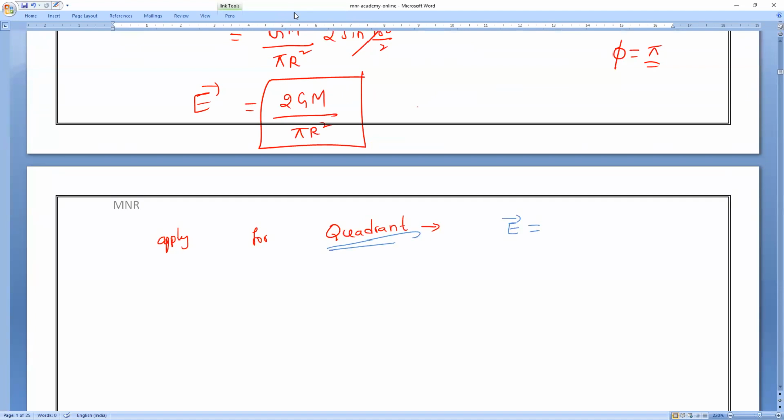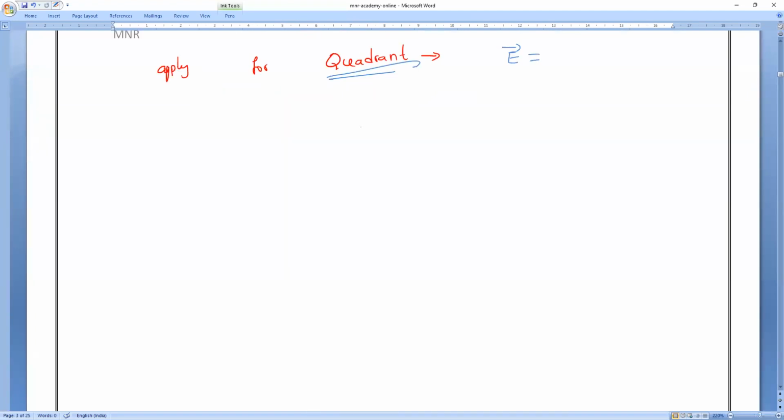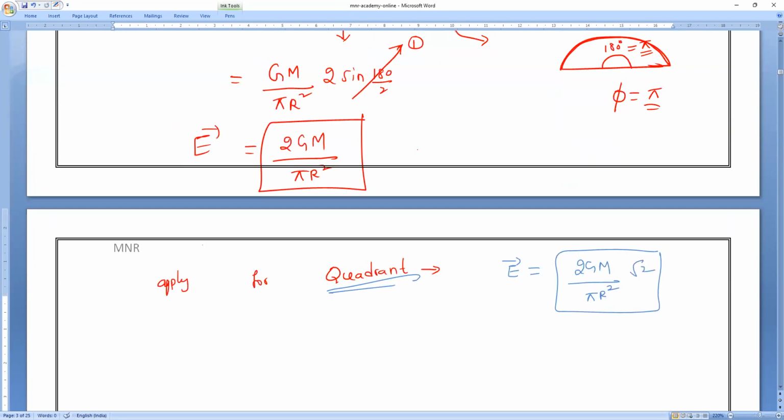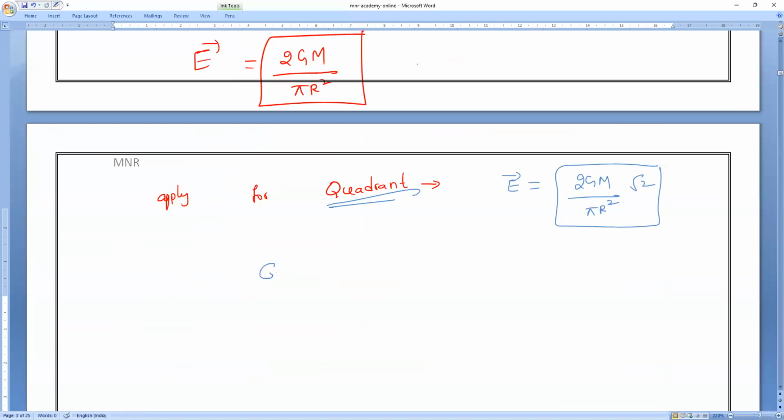Anything you can apply this formula. So we know the formula 2GM divided by pi r square into root 2, and we want to get this formula. You write it. Tell me, everybody. GM divided by phi r square into 2 sine phi by 2. Am I right?